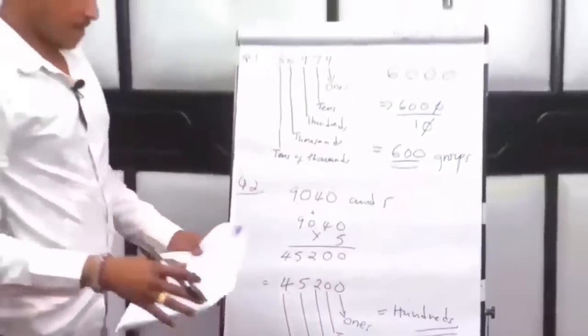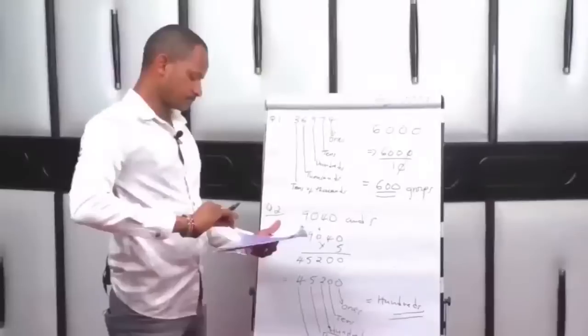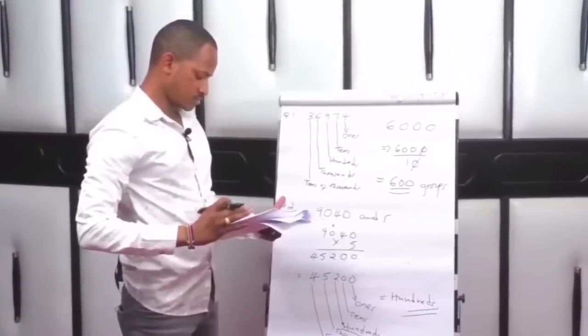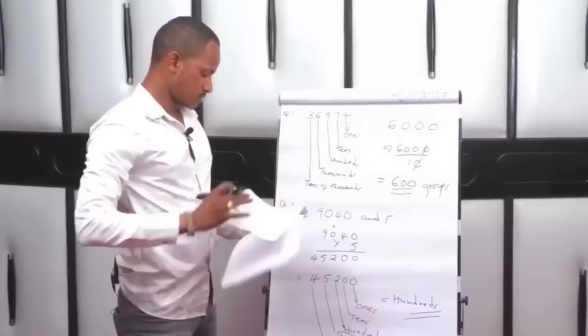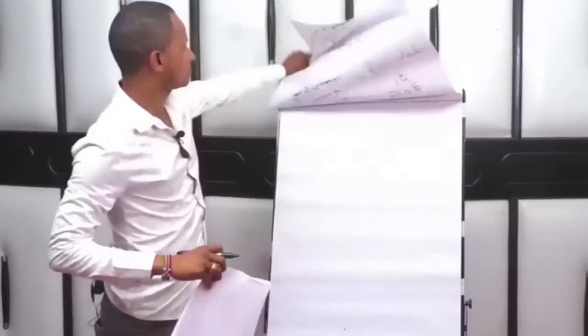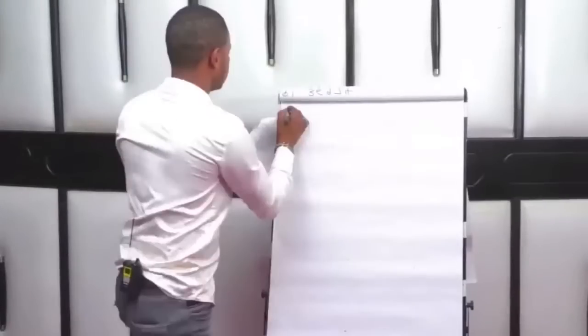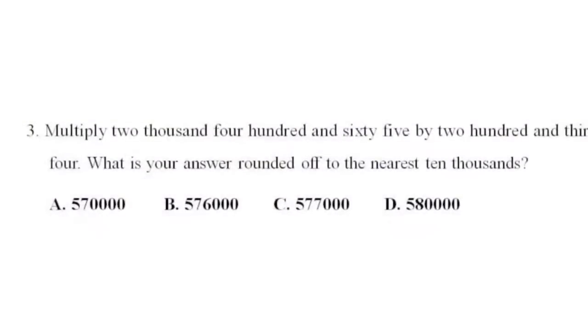Question number 3. Now question 3. As I read, the question is projected on the screen so you can easily see. So question number 3, multiply. Remember we are dealing with whole numbers, so it's about just playing with addition, subtraction, division, multiplication.